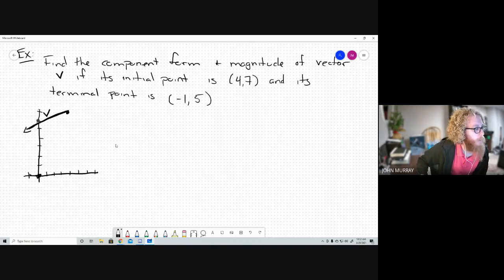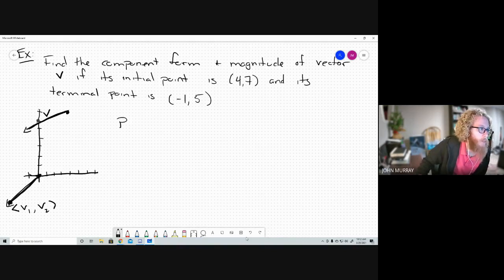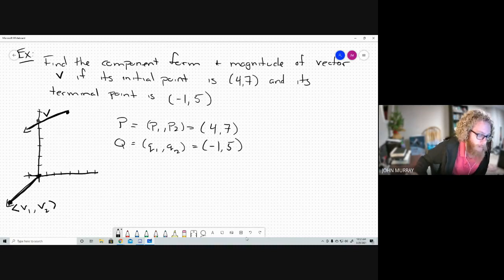So we're going to move it down. It's got the same direction and magnitude, but now it's going to be down here. So that's what we're trying to find. What is this point here, which would be v1 and v2? All right, so just to keep with what we have here, the initial point we'll say P, which has P1 and P2, is (4, 7). And our terminal point Q, which is Q1 and Q2, is (-1, 5).